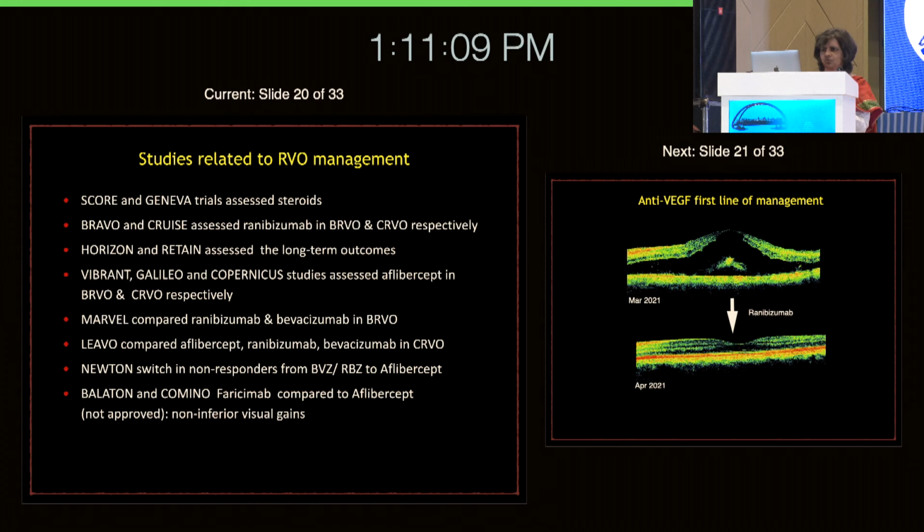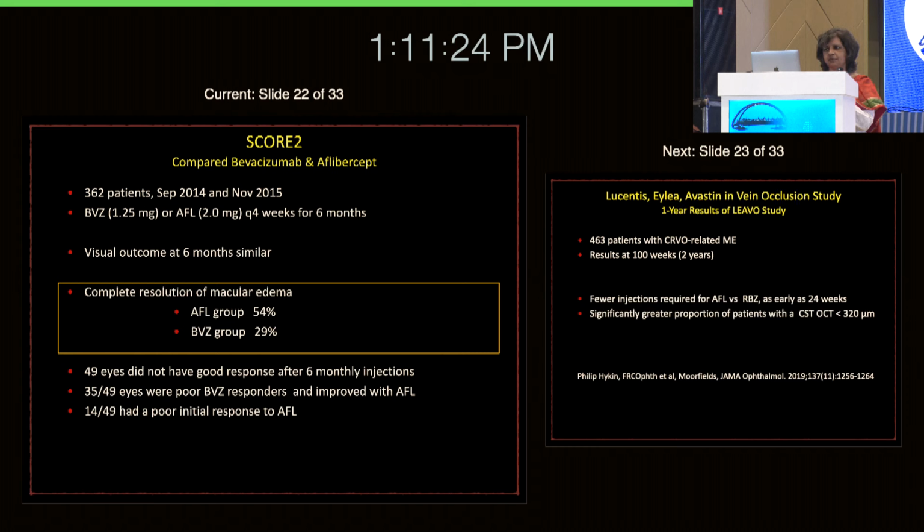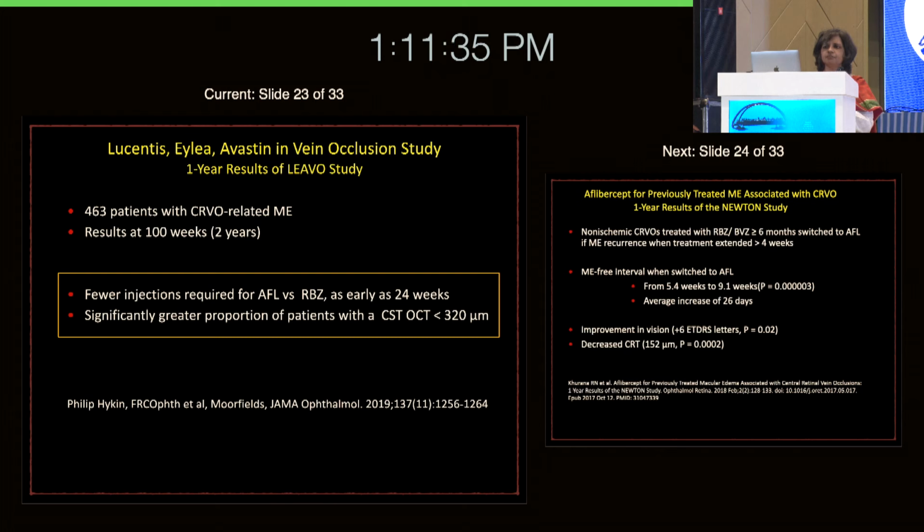So the first line of treatment in retinal vein occlusions remains anti-VEGFs, not steroids, because steroids have too many complications. And these are the more recent studies which have shown that aflibercept, of the available anti-VEGFs, has a much better visual and anatomic result compared to bevacizumab and compared even to ranibizumab. Significantly fewer injections are required, with a greater proportion of patients having a thinner macula and better vision.